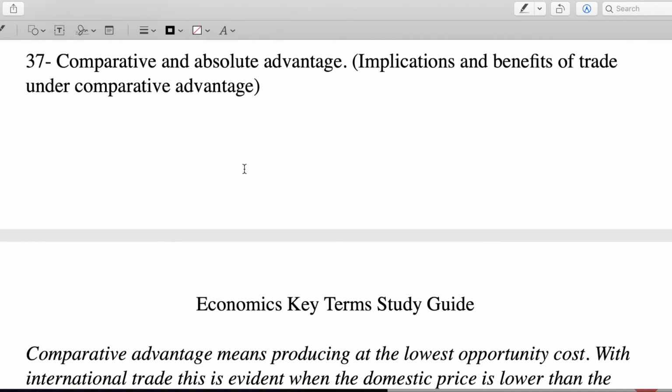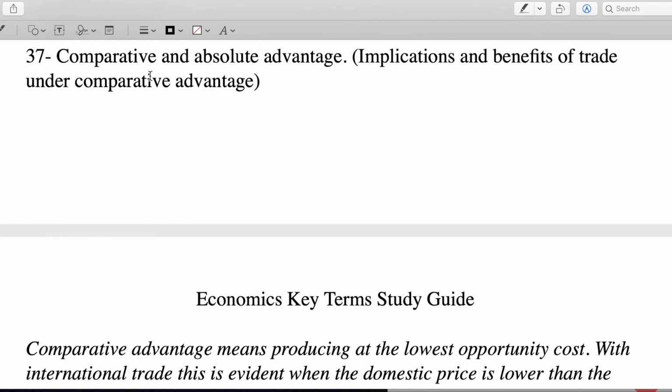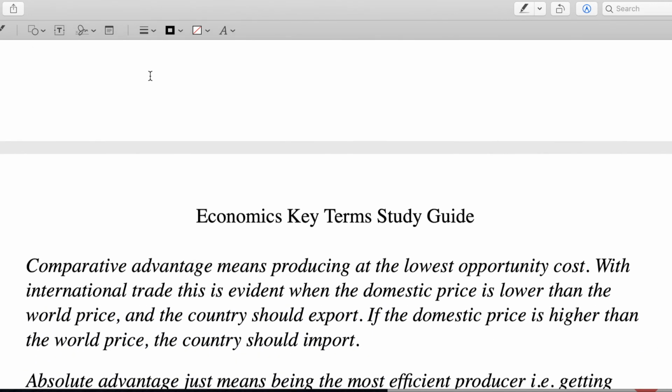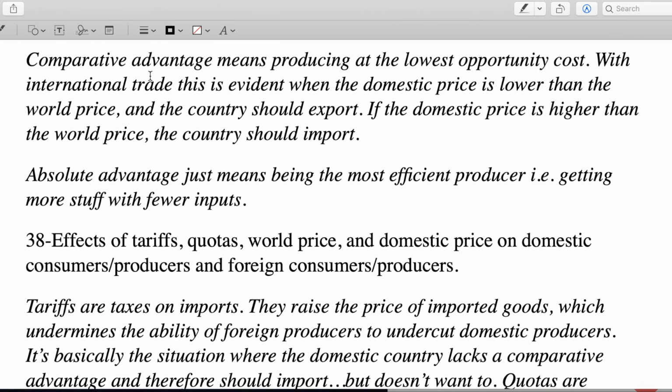All right, so comparative and absolute advantage. Well, trade is based around comparative advantage. That's being able to produce at the lowest opportunity cost. Absolute advantage means being the most efficient producer, getting more stuff with fewer inputs. Comparative advantage, again, is producing at the lowest opportunity cost.